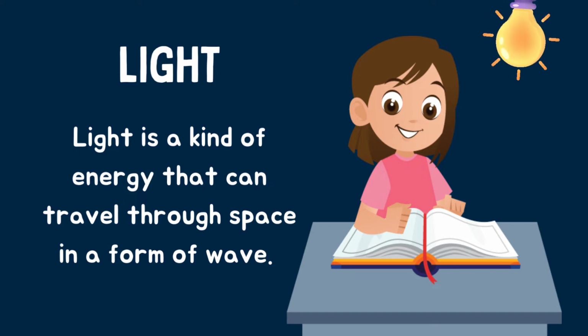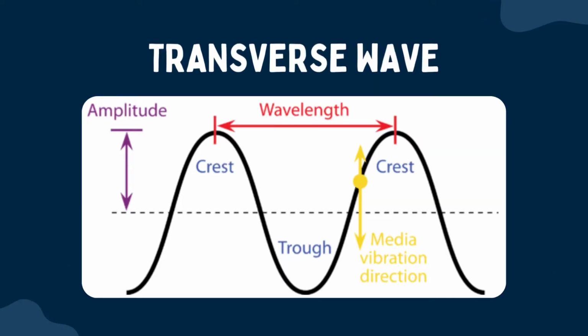It's a kind of energy that can travel through space in the form of a wave. Light does not need a medium to propagate. It is a type of transverse wave. A transverse wave is where vibration is perpendicular to the wave direction.